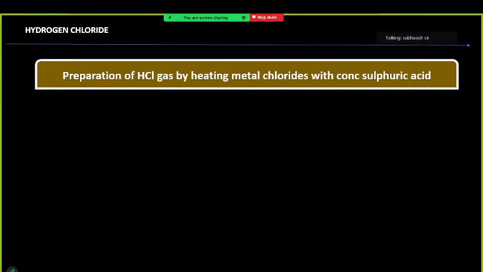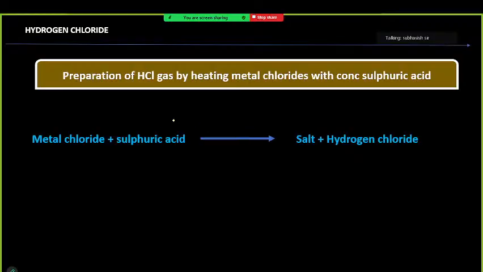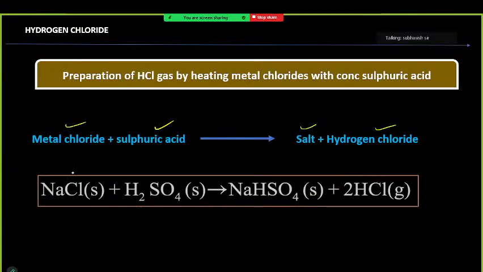Now in the laboratory, we generally use such a method by which you can prepare hydrogen chloride gas on reaction with metal chlorides and concentrated sulfuric acid. The concentrated sulfuric acid and metal chloride like sodium chloride, potassium chloride, etc., form a salt and hydrogen chloride. For example, sodium chloride reacts with H2SO4 with the formation of sodium bisulfate and hydrogen chloride gas.